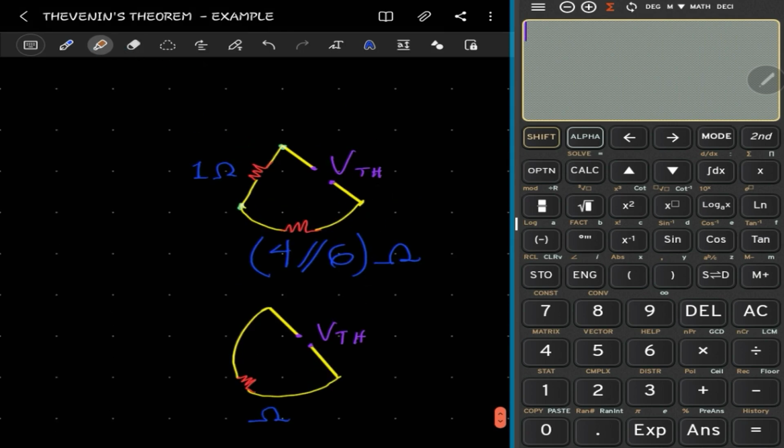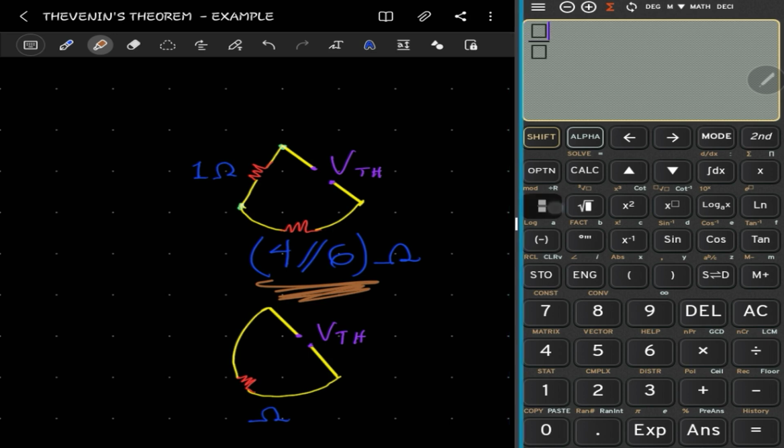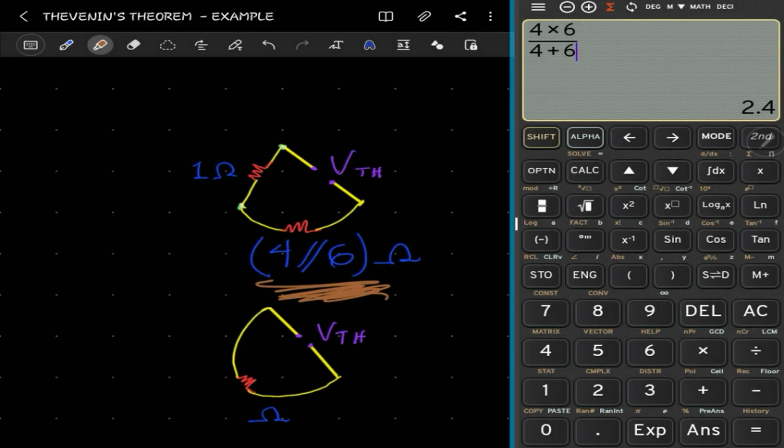So here we have RTH, we have a 4 in parallel with 6. We don't have the value for that, so that's product over sum: 4 times 6 over 4 plus 6. That gives us a value of 2.4 for this. So this here is equal to 2.4 ohms.